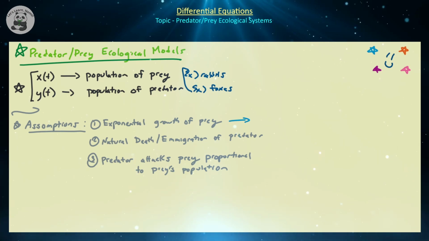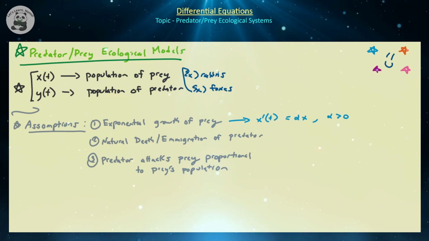So if I were to independently model the growth of our rabbits, then the differential equation that models exponential growth will be x prime equals alpha x, where alpha is going to be some non-negative constant. Now, in terms of natural death and emigration of the predator, and if you don't know what emigration is, that's where your foxes leave the system because they don't have any food to eat and they just migrate elsewhere. And natural death, for example, could be from being poisoned or diseased or something along those lines.